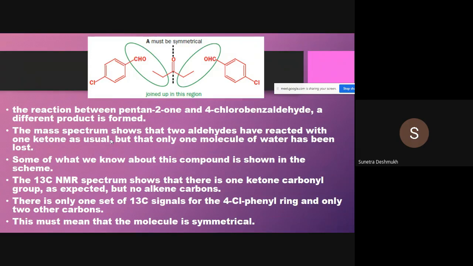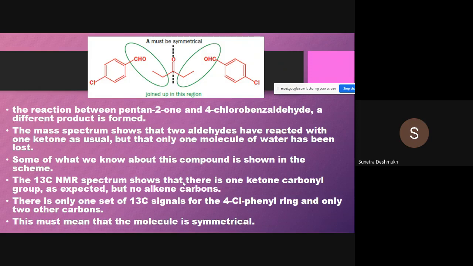The mass spectrum shows that two aldehydes have reacted with one ketone as usual, but only one molecule of water has been lost. Some of what we know about the compound is shown in the scheme. The C13 NMR spectrum shows that there is one ketone carbonyl group as expected, but no alkene carbons. The C13 NMR spectrum is showing only one set of carbon signals for the 4-chlorophenyl ring, and only two other carbons.